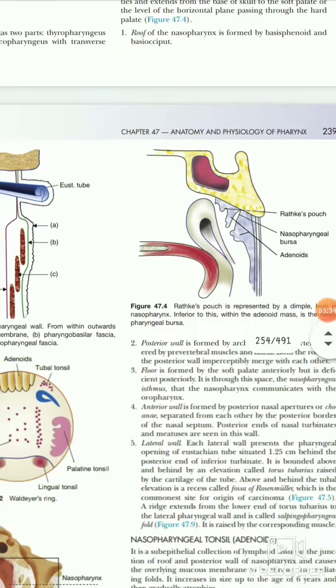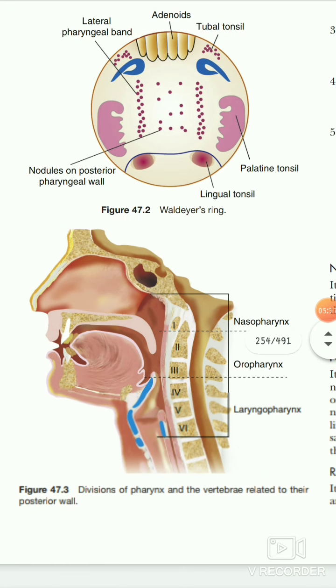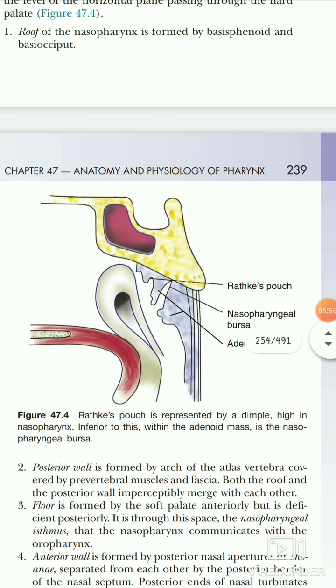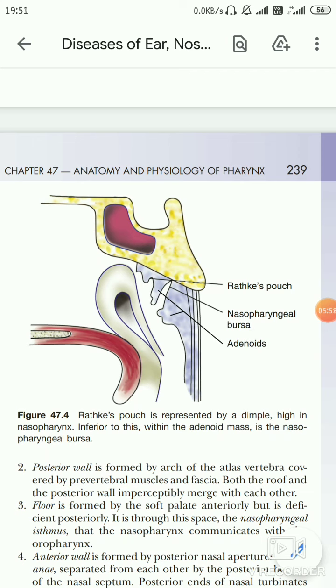Figure 47.3 and 4. Divisions of pharynx and the vertebrae related to their posterior wall. Nasopharynx, oropharynx and laryngopharynx and the vertebrae related to the posterior wall. Figure 47.4. Rathke's pouch is represented by a dimple high in the nasopharynx. Inferior to this, within the adenoid mass, is the nasopharyngeal bursa. Rathke's pouch, nasopharyngeal bursa, adenoids.